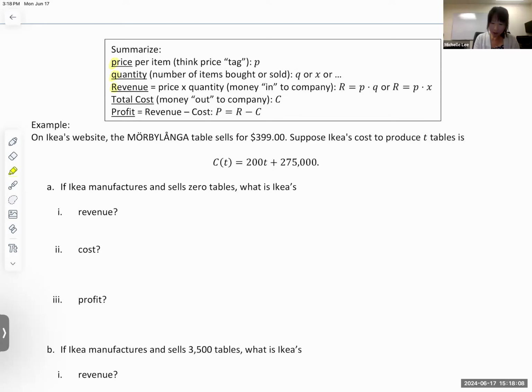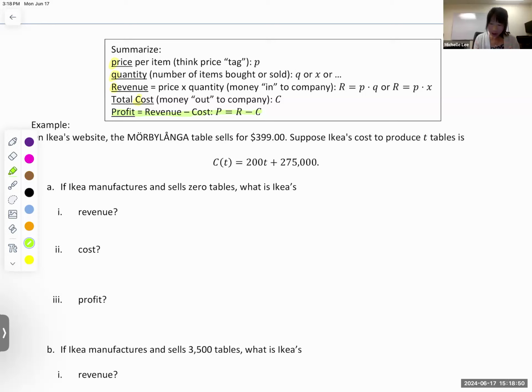Now we have a total cost. Total cost, we are using C, also the first letter from the cost, right? And profit. Profit is revenue subtract cost, then we get the profit. So that makes sense, right? So everything we are using the first letter. So P equals R minus C means profit equals the revenue take away the cost, then we get the profit. All right.